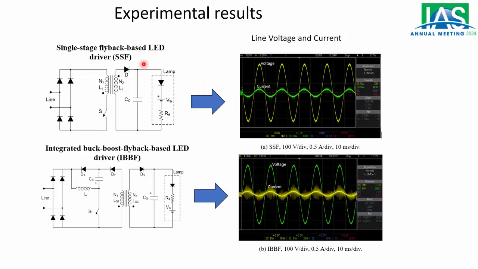This is the single stage converter, and here we have the line voltage and current. So this is the voltage in yellow, and here we have the current at the input in green. So we can see that the power factor is very high, almost nearly 1, and we can satisfy the harmonic injection standard very easily. And here is the integrated buck-boost flyback based LED driver. So again, we have the voltage in green and the current in yellow. So we can see a higher frequency ripple due to the operation of the converter itself, but in general we can satisfy the harmonic injection standard and also the EMI standards using well-designed EMI filtering.